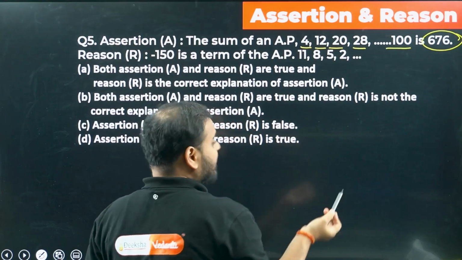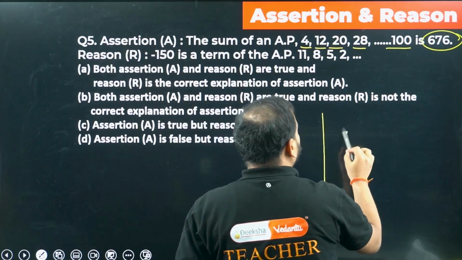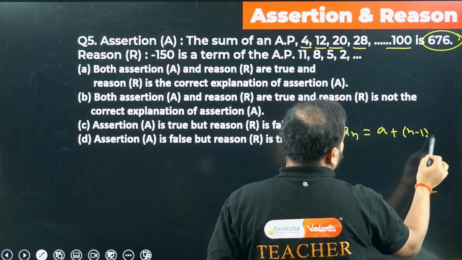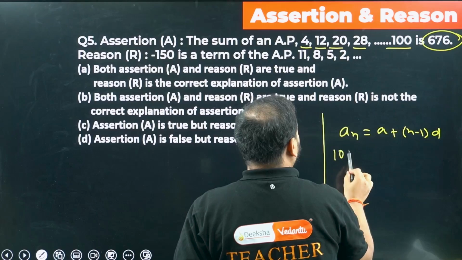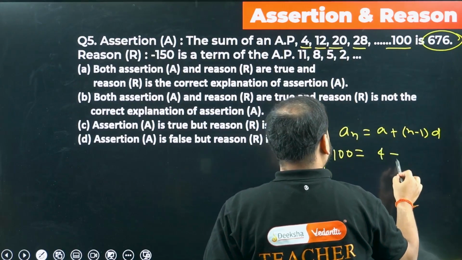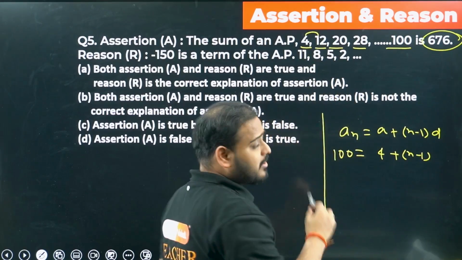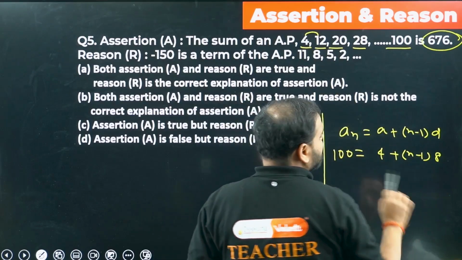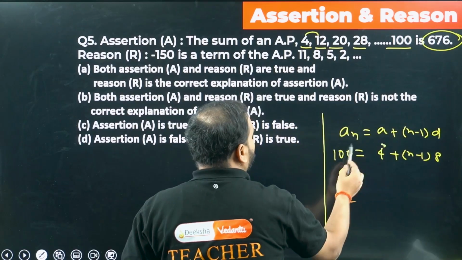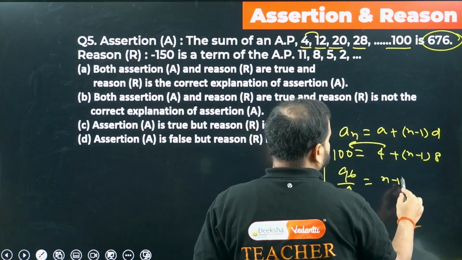676. I can check that, but I need the n value. So find the n value, please. How can I find the n value? Sir, an equals a plus n minus 1 times d. What is an, bacha? 100, the last term. First term is 4. What is d? 12 minus 4, so 8. 4 plus 8 will be 12. Bring this over here, you're going to get 96, right? 100 minus 4 is 96, divided by 8 equals n minus 1.